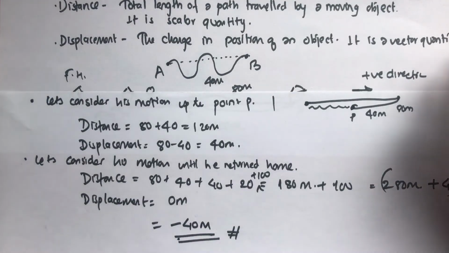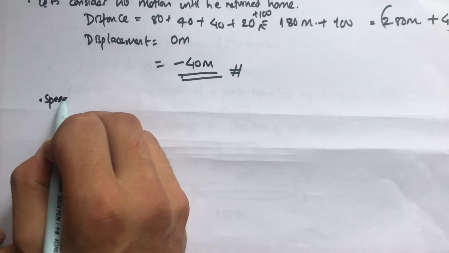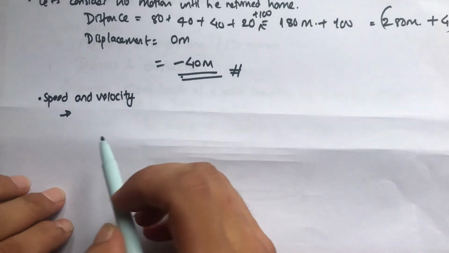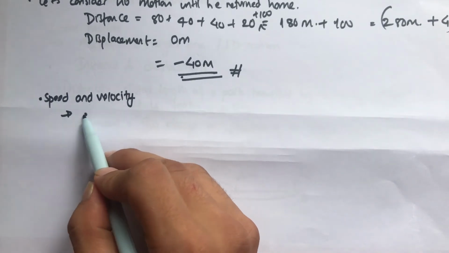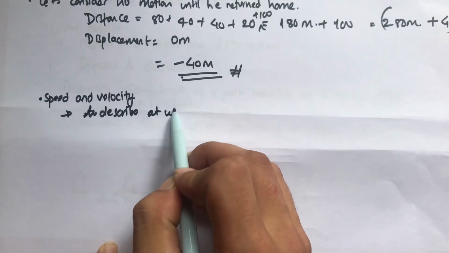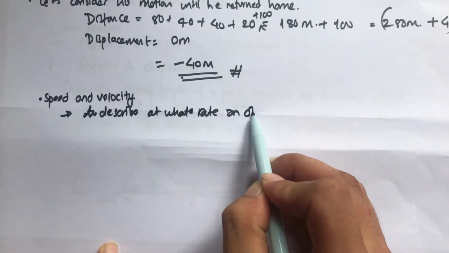Now let's talk about speed and velocity. Generally, these terms are used simultaneously to mean the same thing. Both of these terms are used to describe at what rate an object is moving.